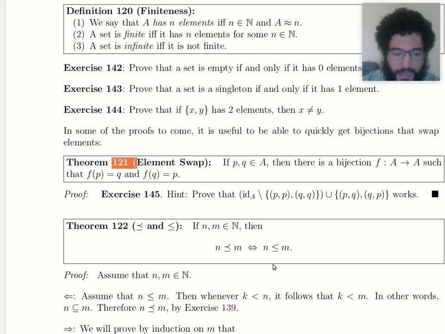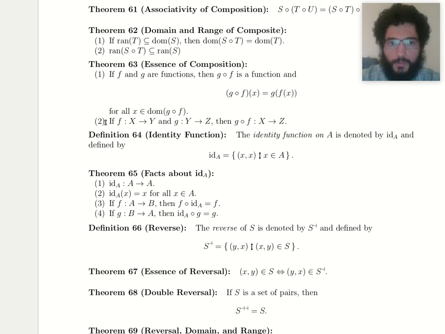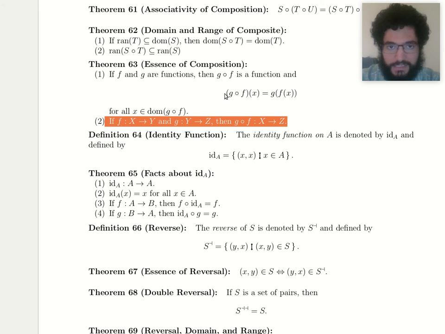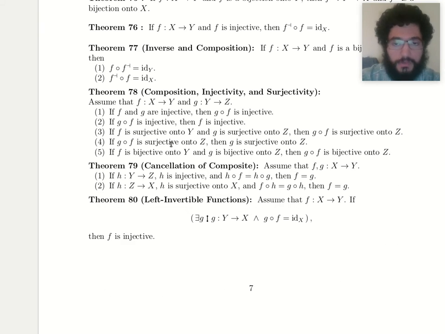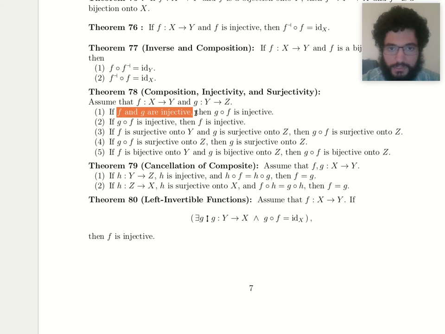And by the way, you're probably aware that we're using our essence of composition result that tells us what kind of mapping we get when we compose two mappings. But also, we're not just composing any two mappings, we're composing an injection with a bijection. And bijections are injective, so we're composing two injections. And if you have two injections and you compose them, the result is also injective.